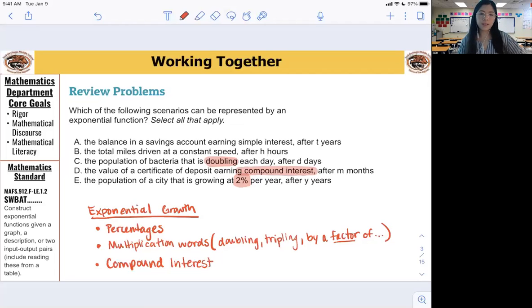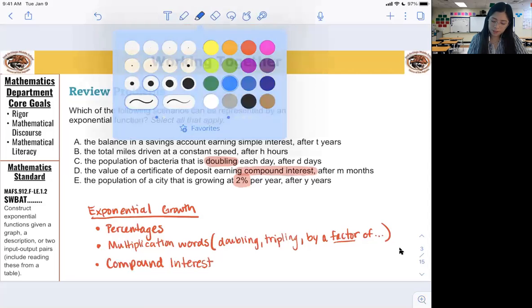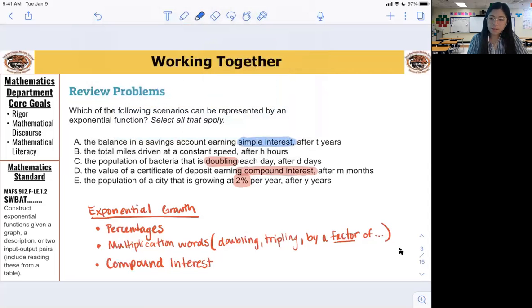But do we see a similar word somewhere in here? Read them all again. We have compound interest. Yes. And then we have simple interest. Okay? Simple interest is not exponential growth.